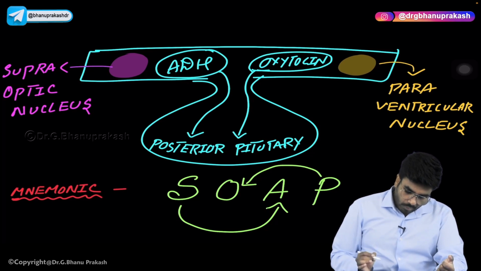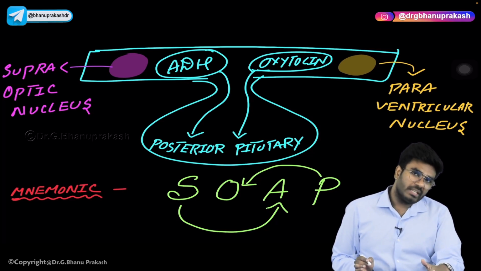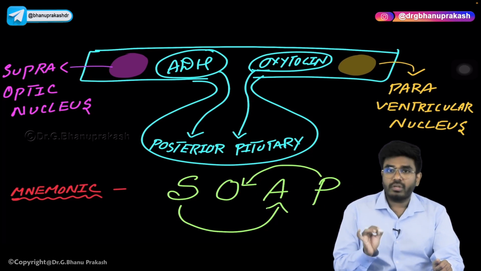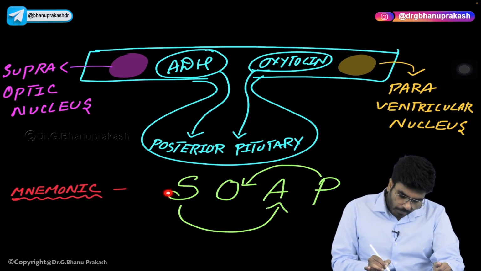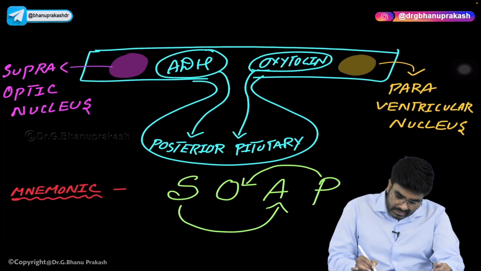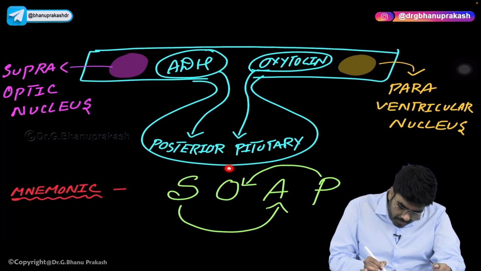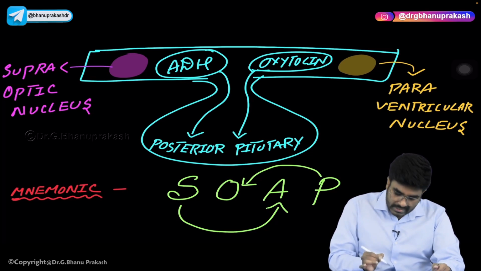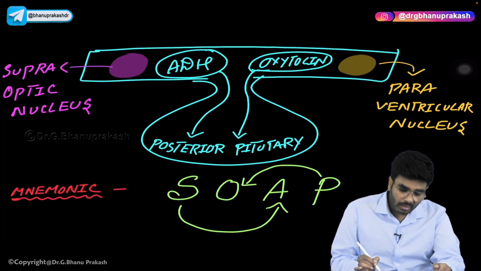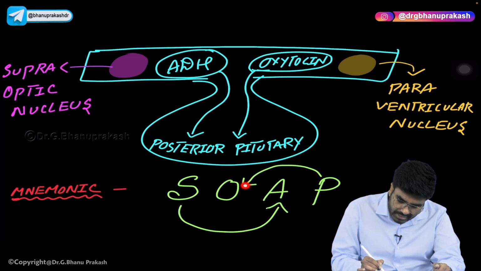Now, how to remember which nucleus is producing which hormone? The mnemonic is SOAP, S-O-A-P. I used to remember something like this. S for supraoptic nucleus. Supraoptic nucleus is going to produce antidiuretic hormone, and paraventricular nucleus is producing oxytocin. Never ever confuse, supraoptic nucleus does not produce oxytocin. Take the arrow from supraoptic nucleus and attach it to A. Supraoptic nucleus produces antidiuretic hormone, paraventricular nucleus produces oxytocin.